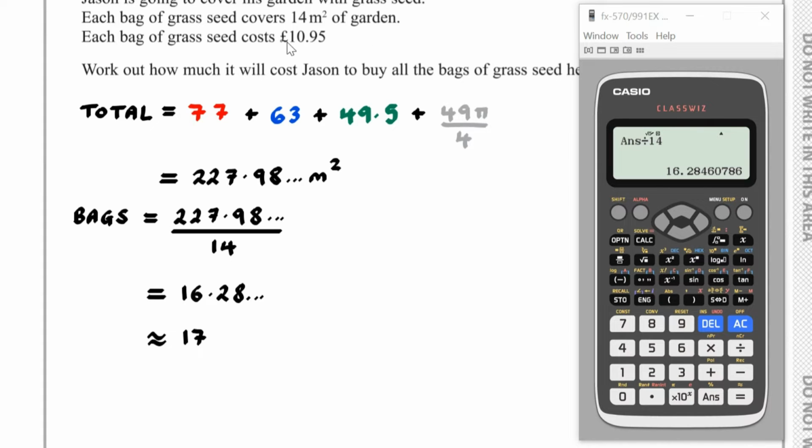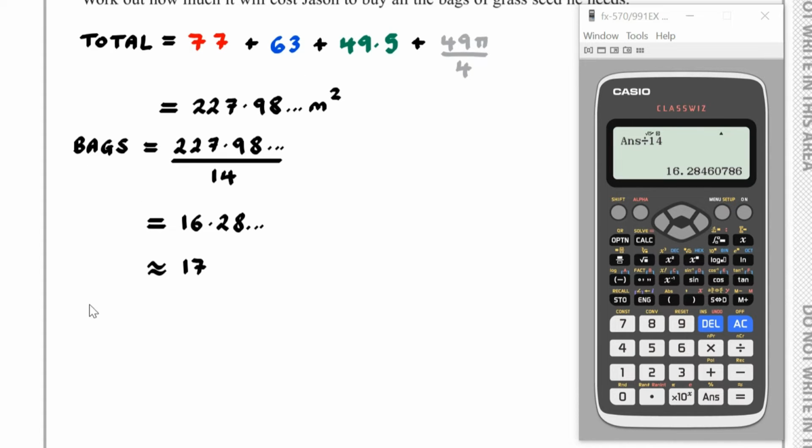Now we know that each bag costs £10.95, so therefore the total cost is equal to 17 multiplied by £10.95, and if I multiply 17 by £10.95, it turns out we get £186.15.